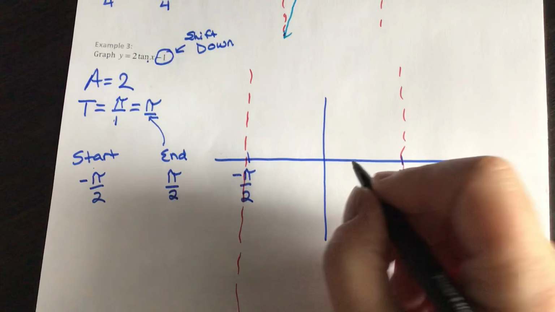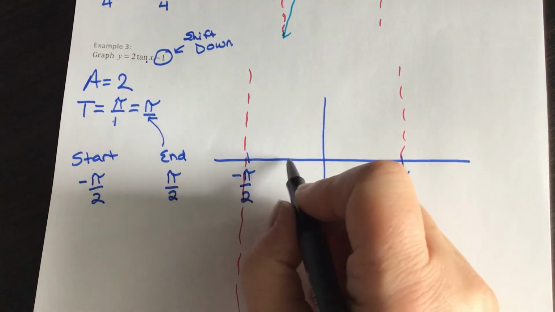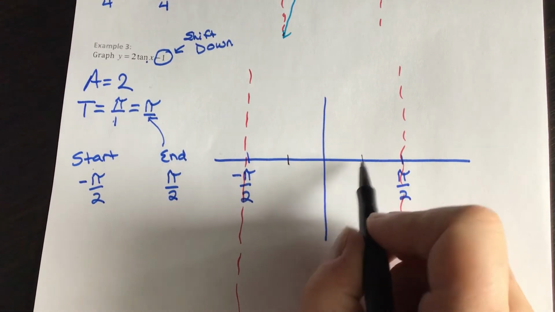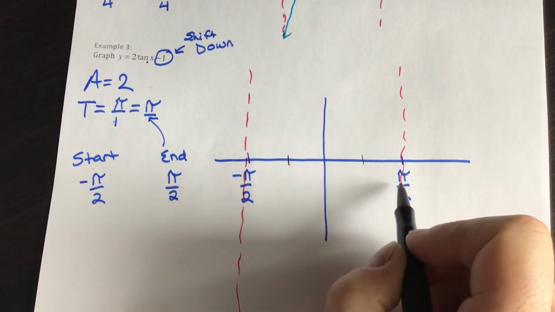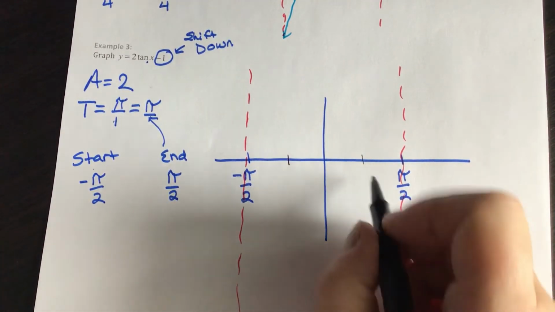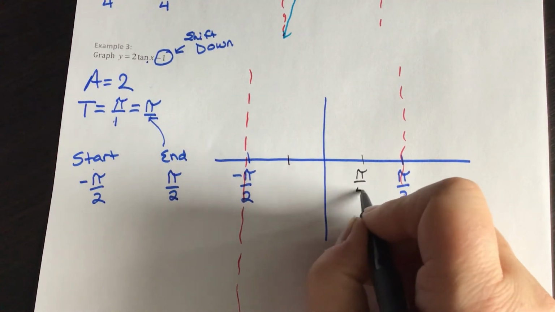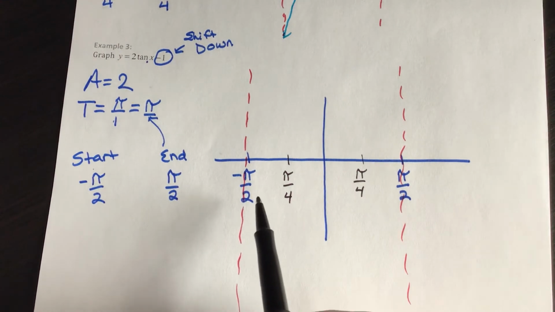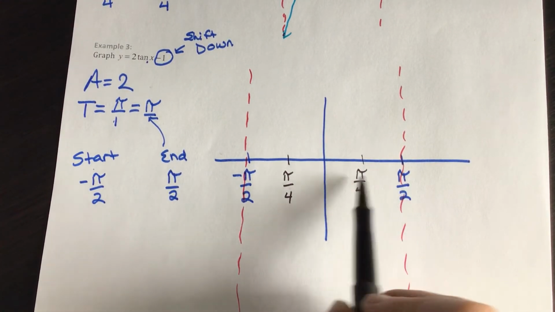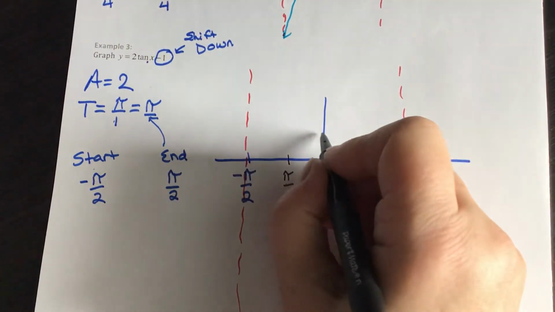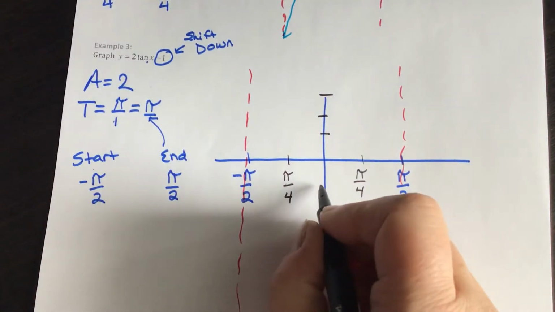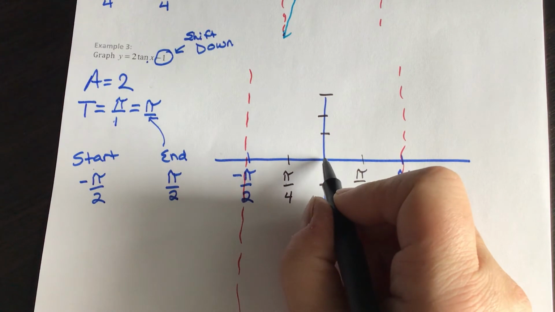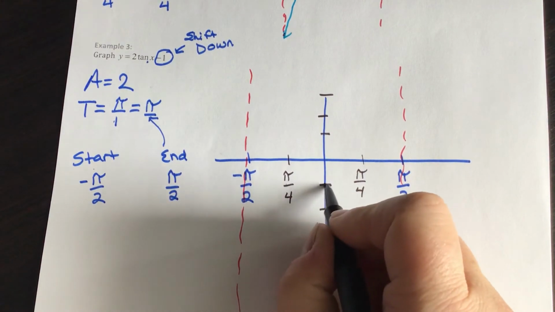I know that, let's get our points in here. Halfway in between pi over 2 and 0 and negative pi over 2, this would be pi over 4. Okay, so 1, 2, 3, 4, 5 points here. My altitude is 2, but because I'm shifting at 0, 0, I'm going to go down 1.